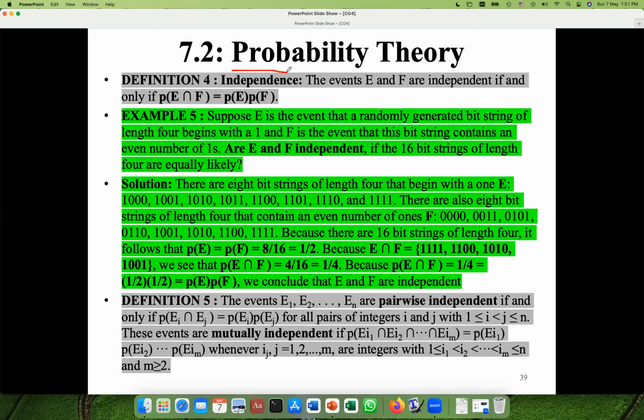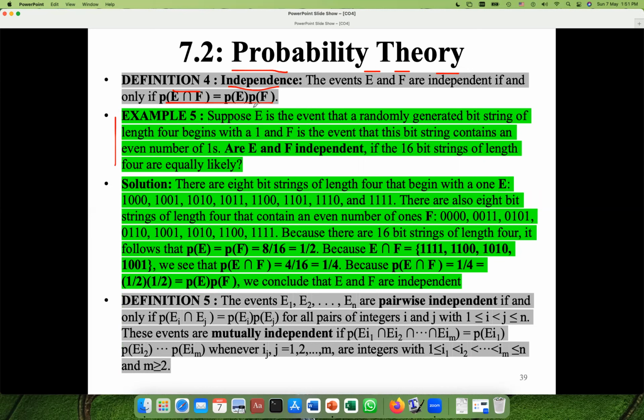Some events are independent of each other. So this is what you are going to see. If events E and F are independent, there is one condition that should be met. And what is that condition? The probability of E intersection F would be the multiplication of their individual probabilities: probability of E and probability of F. I'm going to go to this example 5 directly.